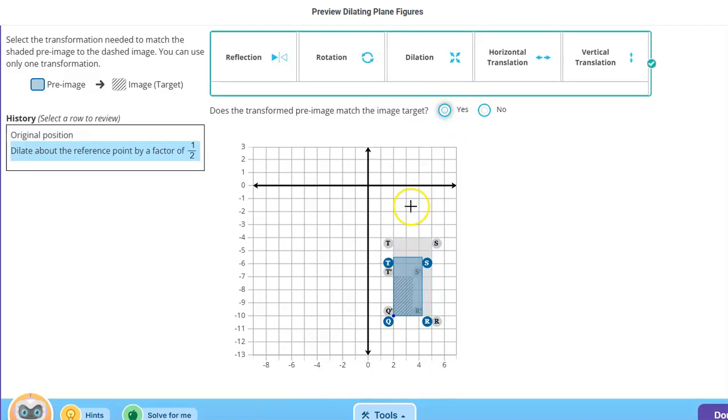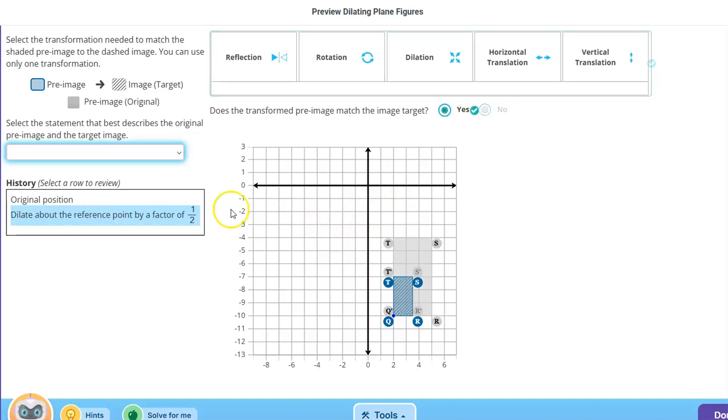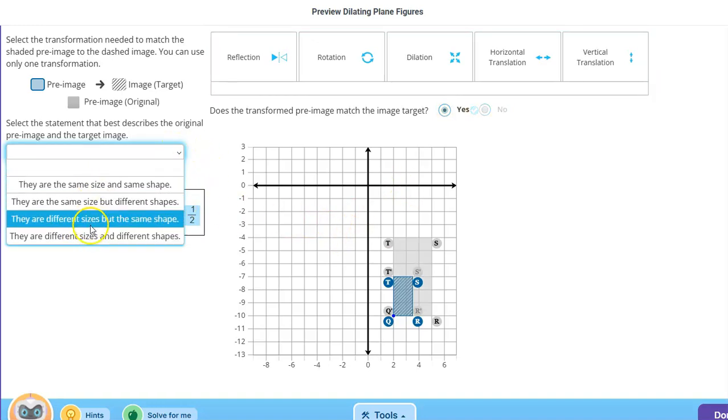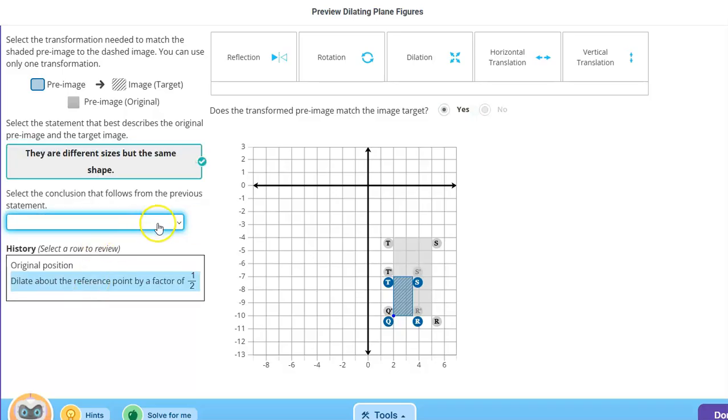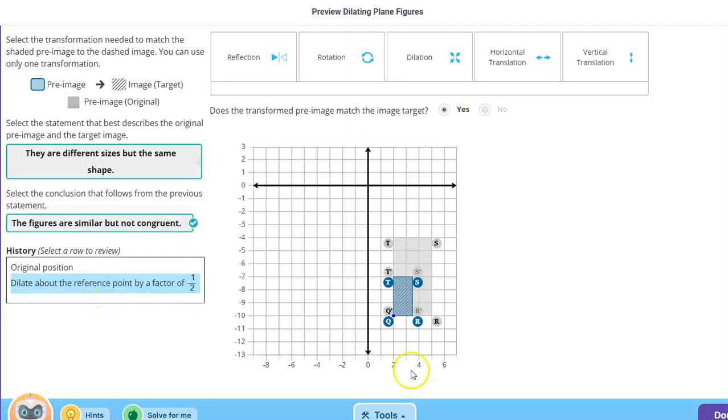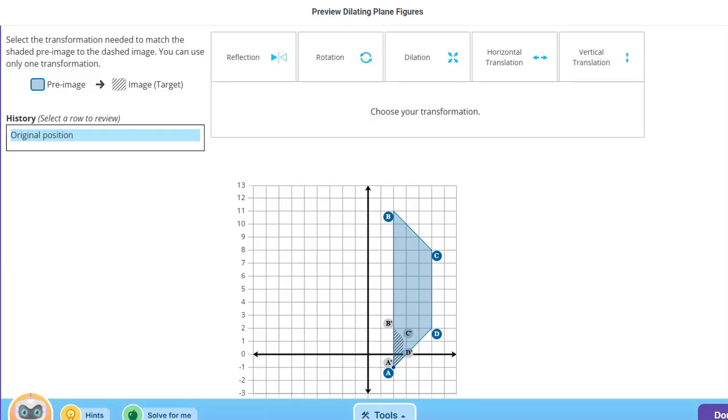So I'm going to hit transform. Does the transform pre-image match the target image? Yes, it does. They are not the same size and same shape. They're different sizes, but the same shape. They're not congruent. They're similar, but not congruent. And then I'm going to go to the next one.